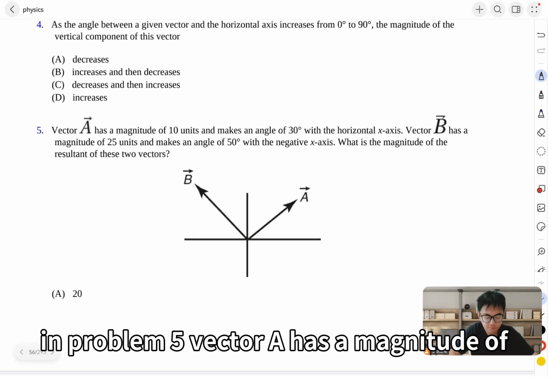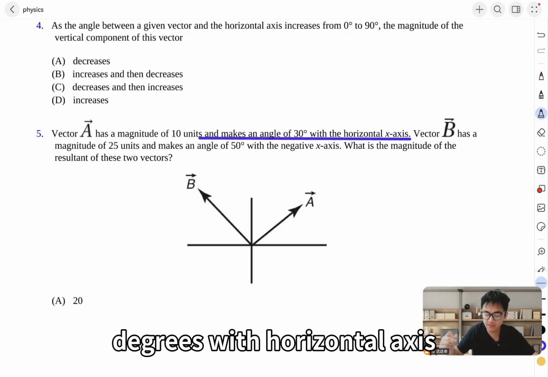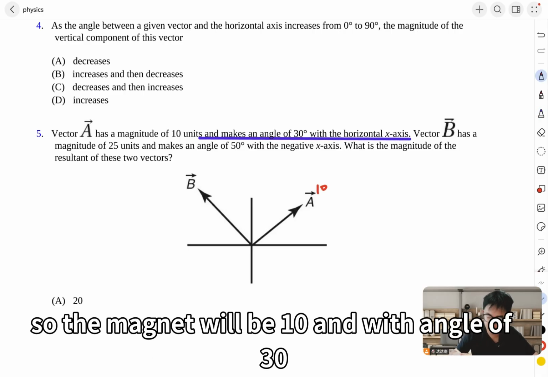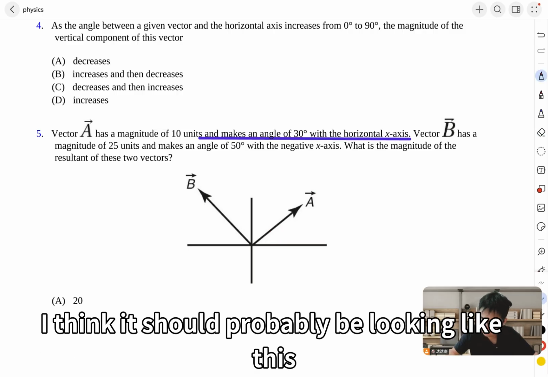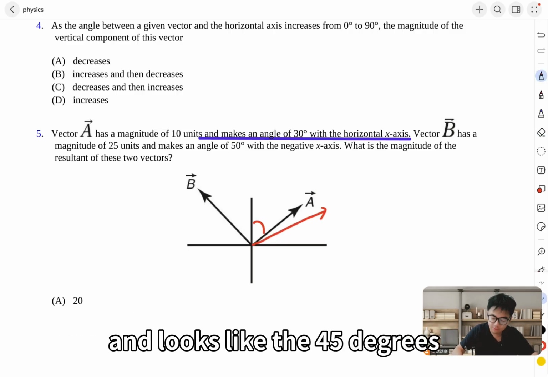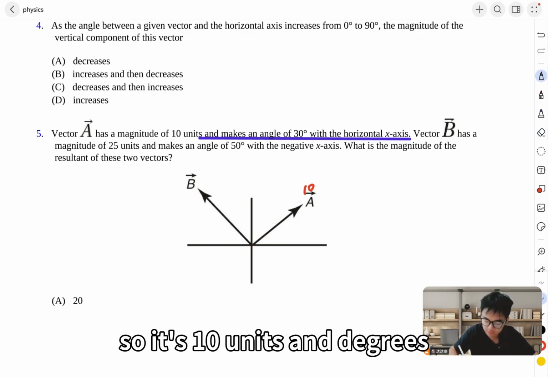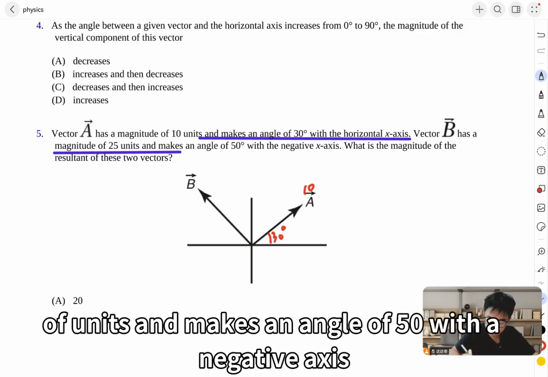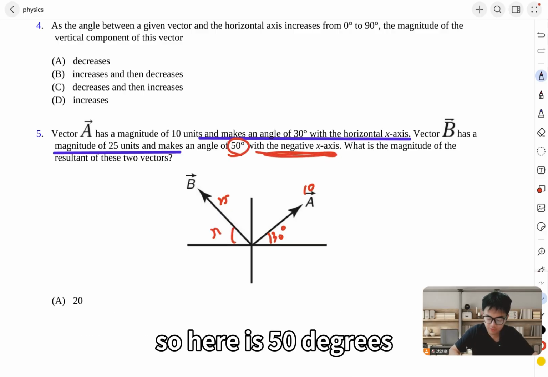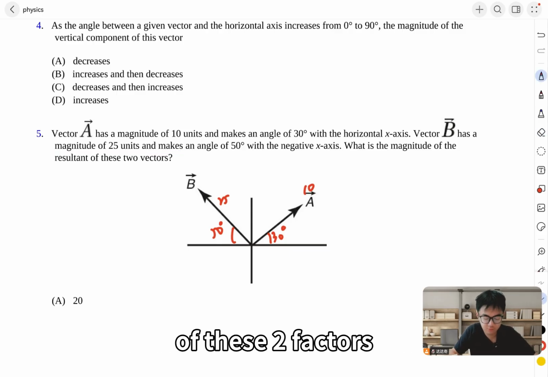In problem 5, vector A has a magnitude of 10 units and makes an angle of 30 degrees with the horizontal axis. So its magnitude will be 10 and with an angle of 30. So you see, it doesn't look accurate, because I think it should probably be looking like this, and it looks like 45 degrees. So the graph isn't accurate all the time. So it's 10 units and 30 degrees. Vector B has a magnitude of 25 units, and makes an angle of 50 with the negative x-axis. So here is 50 degrees. And what is the magnitude of the resultant of these two vectors?